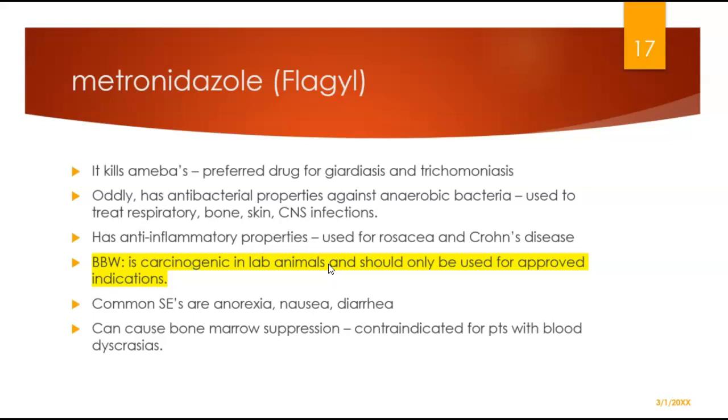in a clinical trial. Common side effects are anorexia, nausea, diarrhea, so a lot of GI, and it can cause bone marrow suppression, meaning that it can cause your stem cells in your bone marrow, those same stem cells we learned that make white cells, red cells, platelets, it can tend to cause those to not be as productive. And so for people who have anemias or other blood problems, you do not want to give them this drug if you can avoid it.